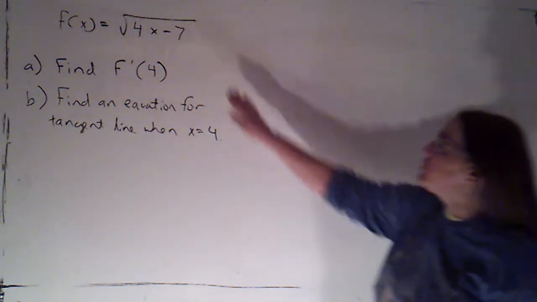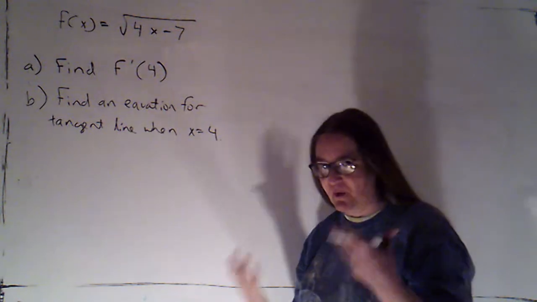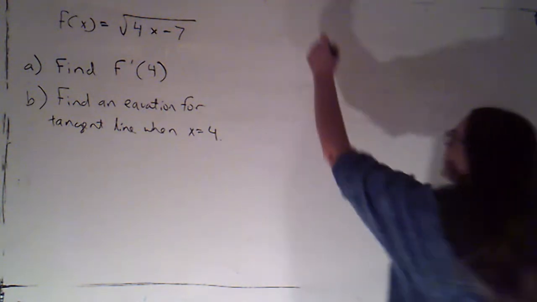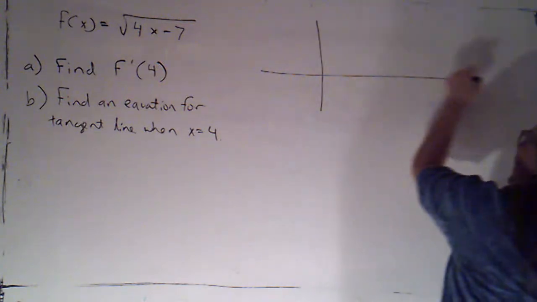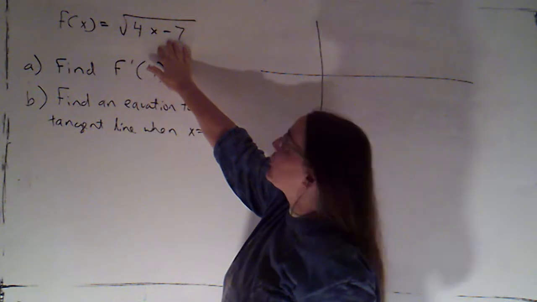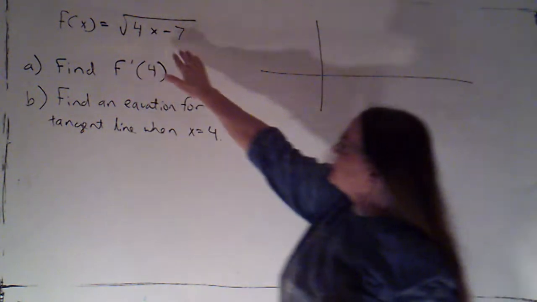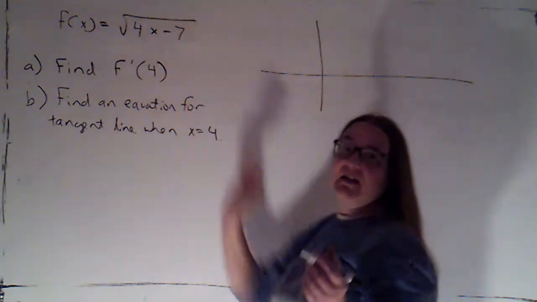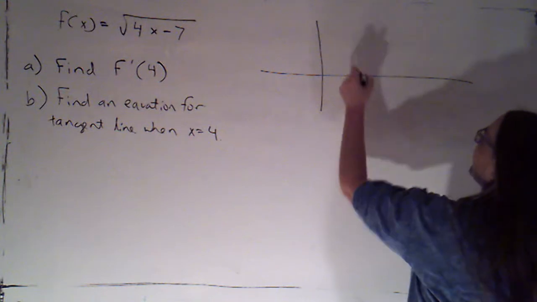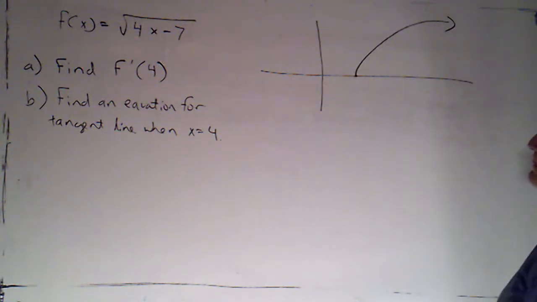Whenever I'm finding a derivative by using the limit definition of the derivative, which is what we're doing now, because we haven't learned any shortcuts yet, I like to have a picture. So I want to draw a graph of this function. Now, I can see this is just going to be a square root function, but instead of starting at the origin, it's going to start when 4x minus 7 is equal to 0, which would be at 7/4, which is just a little bit to the right. So my function looks roughly like that.